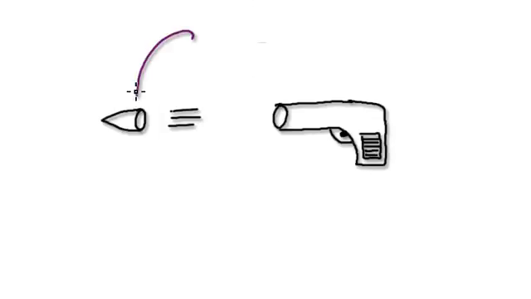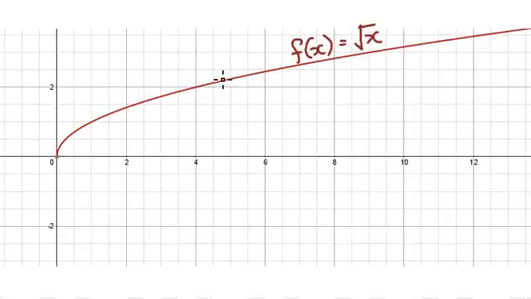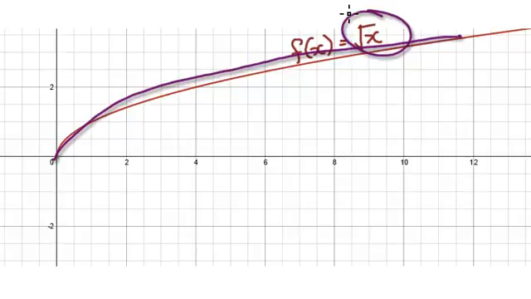In this video, we're going to try and work out the volume of this bullet here. Okay, so let's start out with our square root of x graph. So this is our square root of x graph.